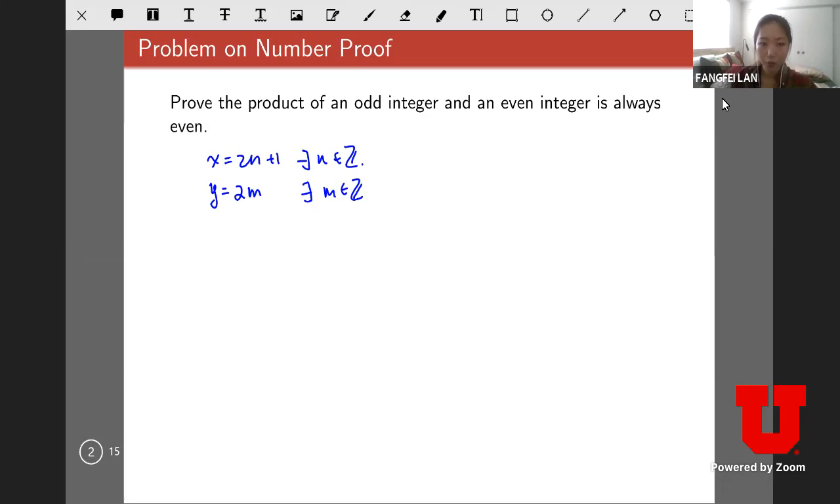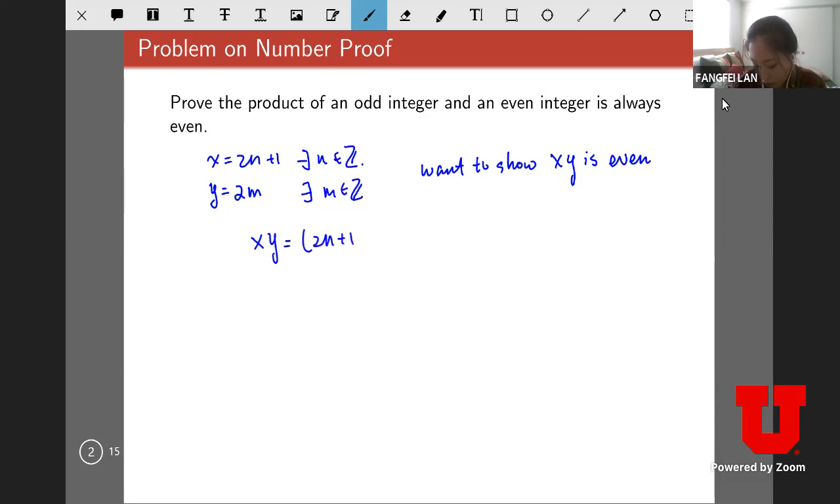So now what we want to show is that xy is even, right? So that's what we want. Then that should be pretty simple, a direct proof. We have x and y, we just plug them in. So we have 2n plus 1 times 2m. That gives us 4mn plus 2m, right? Simple.